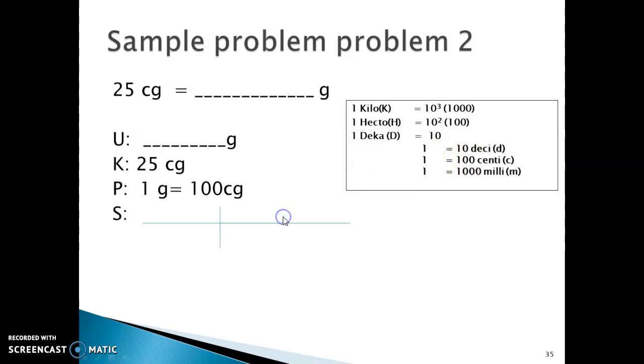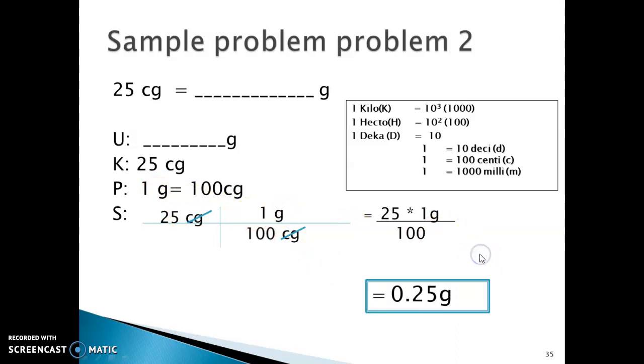All right, and we're going to solve. Start with the known, as always. Need the matching unit, centigrams, on the bottom so that we can cross that out. And there's 100 centigrams in 1 gram. Cross out units. And mathematically, this will be 25 times 1 divided by 100. These are just fractions, and we're multiplying them by each other. So that'll give you 0.25 grams when you plug that into your calculator.